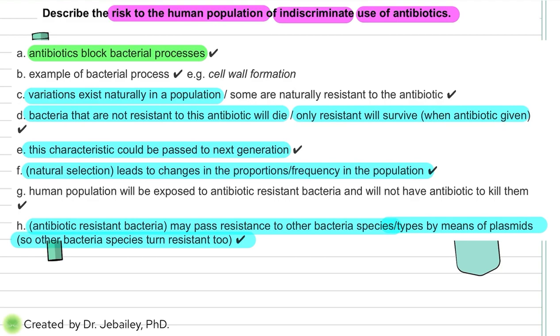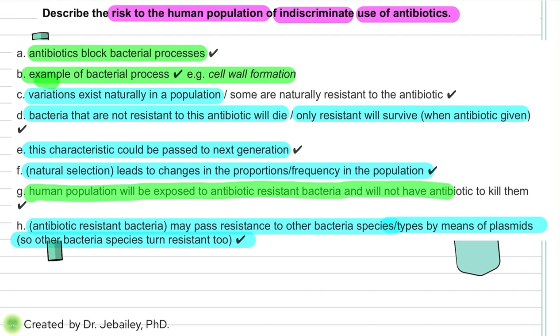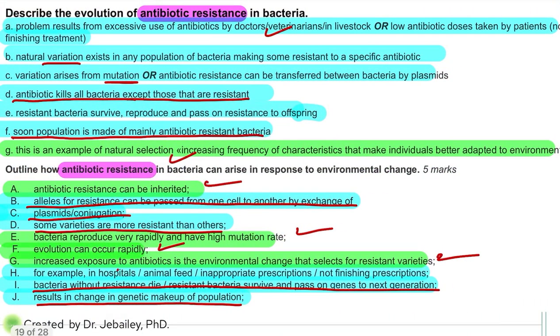How does it do this? They stop the cell wall formation of bacteria, so they destroy the wall of the bacteria. And they say here, the human population will be exposed to antibiotic resistance and will not have antibiotics to kill them. So that means if you're playing with the antibiotics and you're not doing it the right way, then we're going to lose those antibiotics. So looking at these three questions, you can see they're all asking about antibiotic resistance.